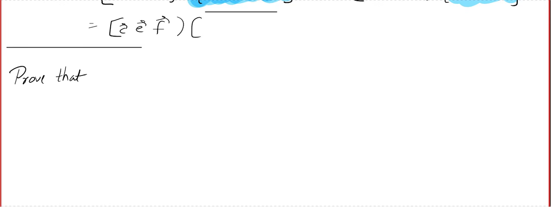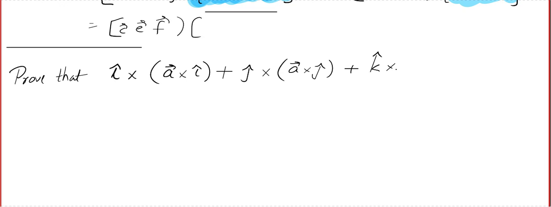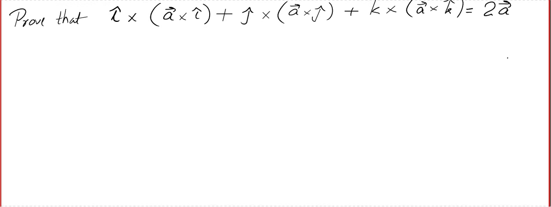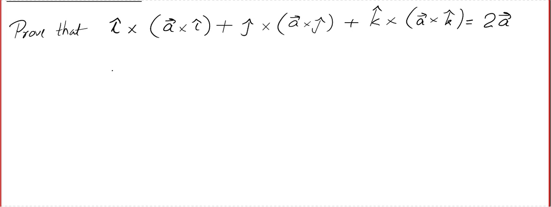prove that I cross A cross I plus J cross A cross J plus K cross A cross K is equal to 2 times A. So look at this. Before we start, you have to understand one thing very clearly. I don't know how good you were in your class 11, 12 and 10. So I'll just tell the basic stuff once and then we will proceed.